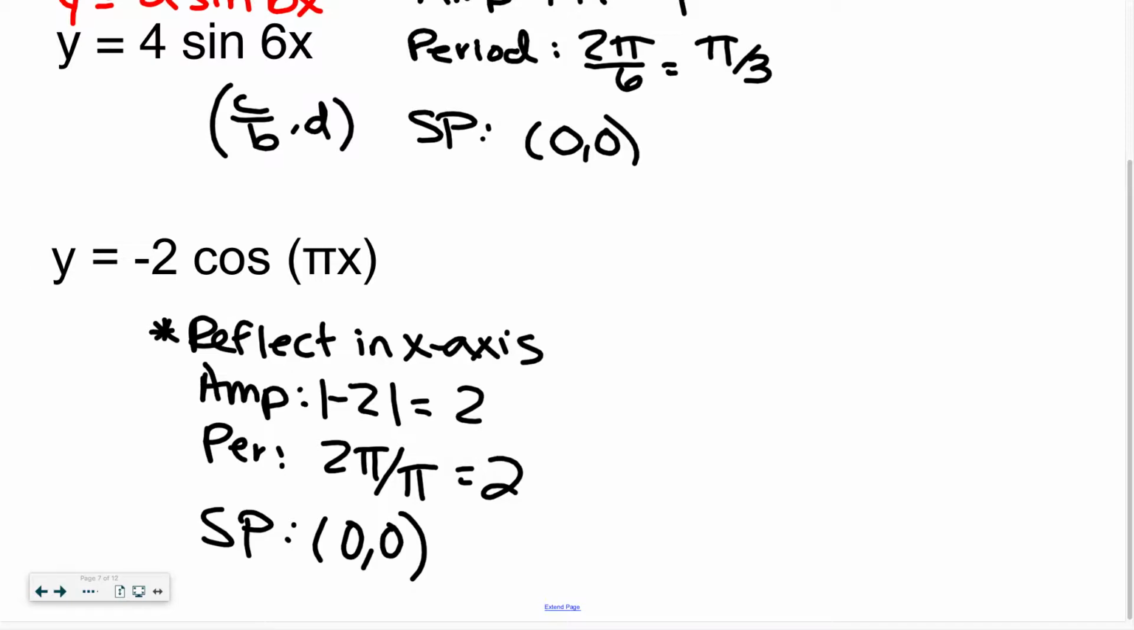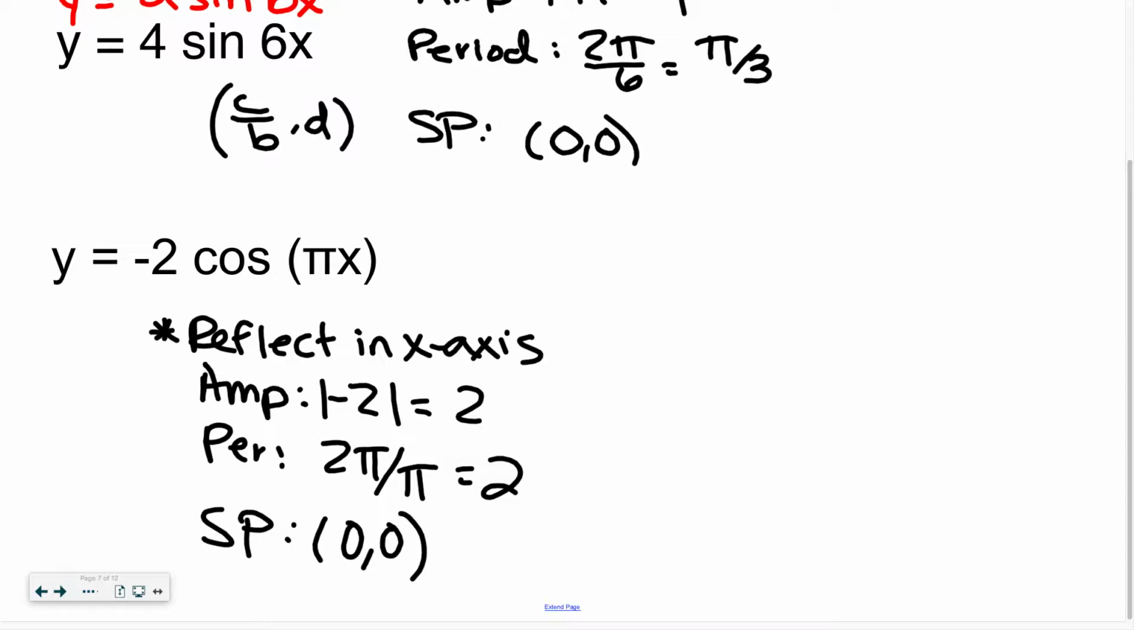I put my answers on the board. How'd you do? Should make a note that it reflects in the x-axis because of the negative out front. The amplitude, make sure you didn't put negative 2. It's got to be a positive 2. Some of you may not write down the absolute value. I'm just writing that for notes purposes, how we got our answer.